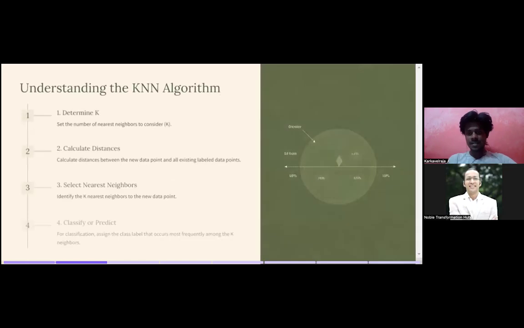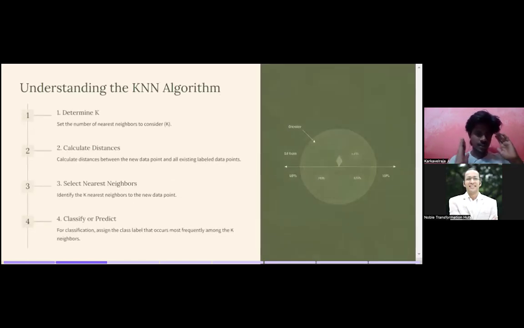Okay, let us understand this KNN. Guys, just come with me because we're going to see how this algorithm works. That is the black box of this algorithm. Let's see. So determine K, set the number of K nearest neighbors to consider. You need to manually set the K value for your data set. Next, calculate the distance between the new data point and all the existing labeled data points.